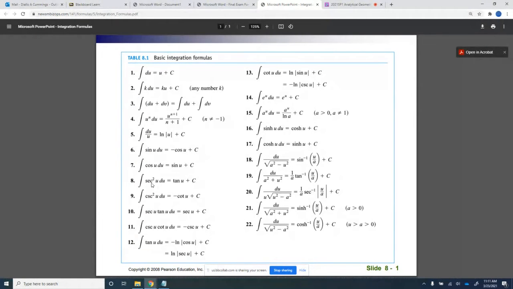There's an integral for secant square. There's an integral for cosecant square. There's an integral for secant u times tangent u. There's an integral for cosecant times cotangent u. There's an integral for tangent u and cotangent u. Okay, notice that there is not an integral for tangent square.